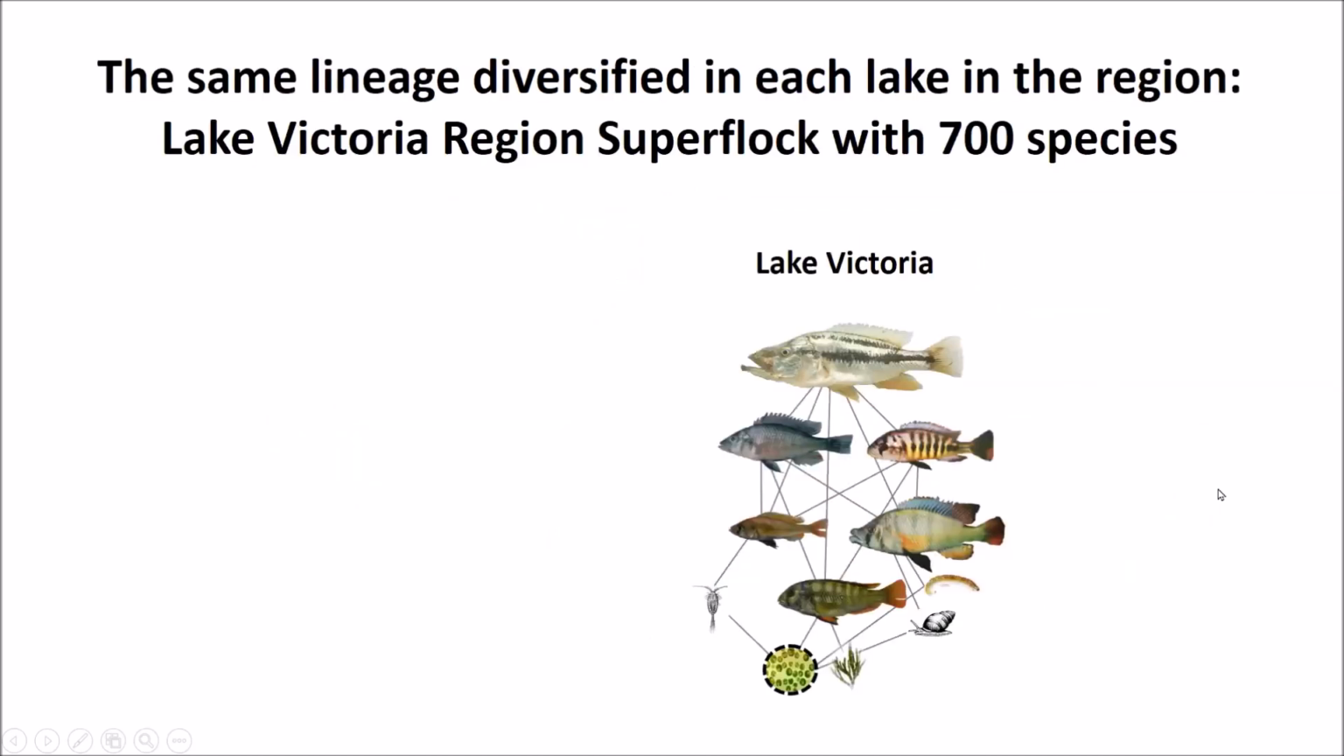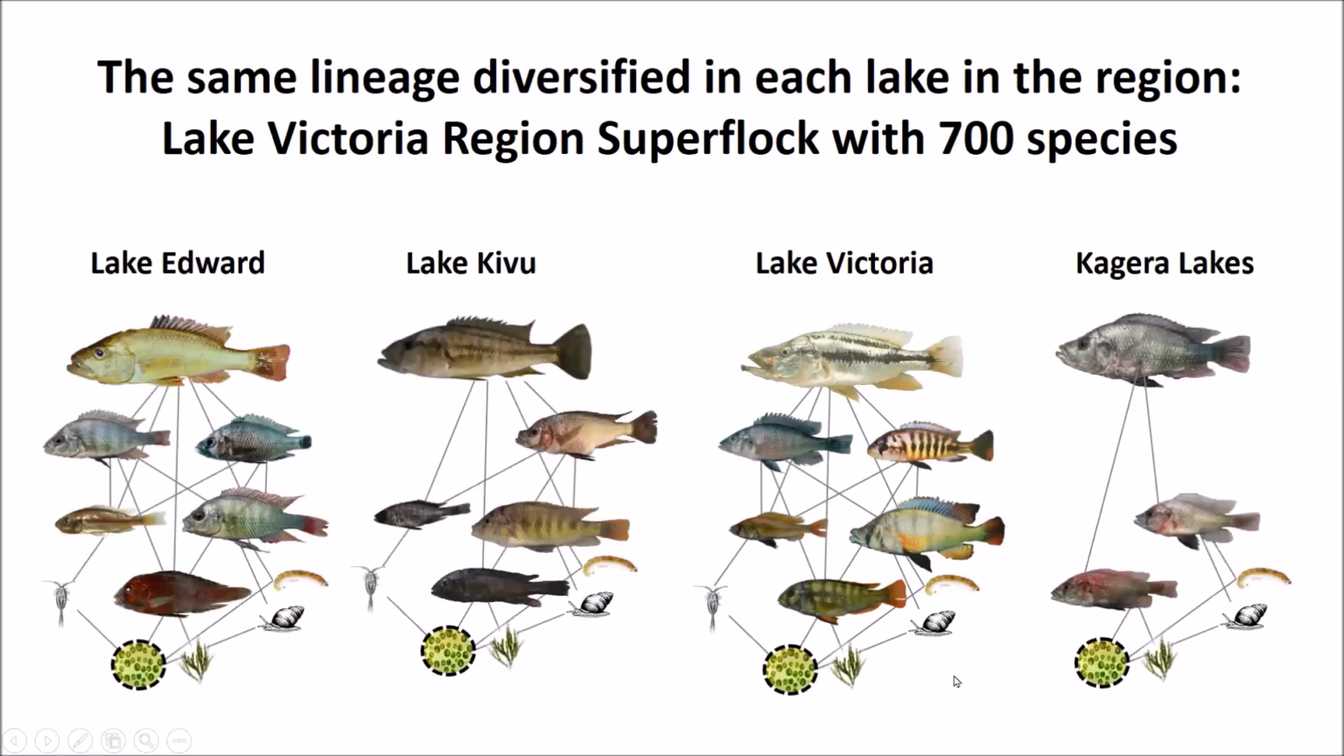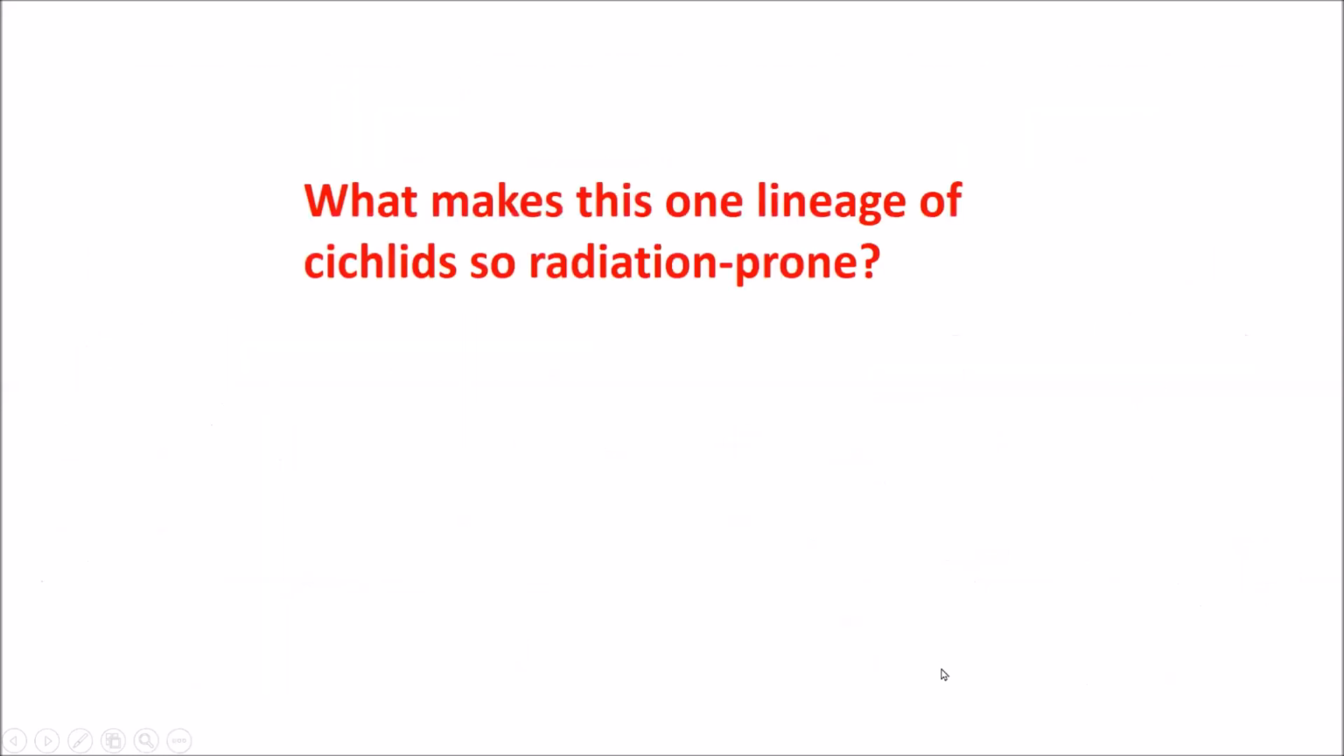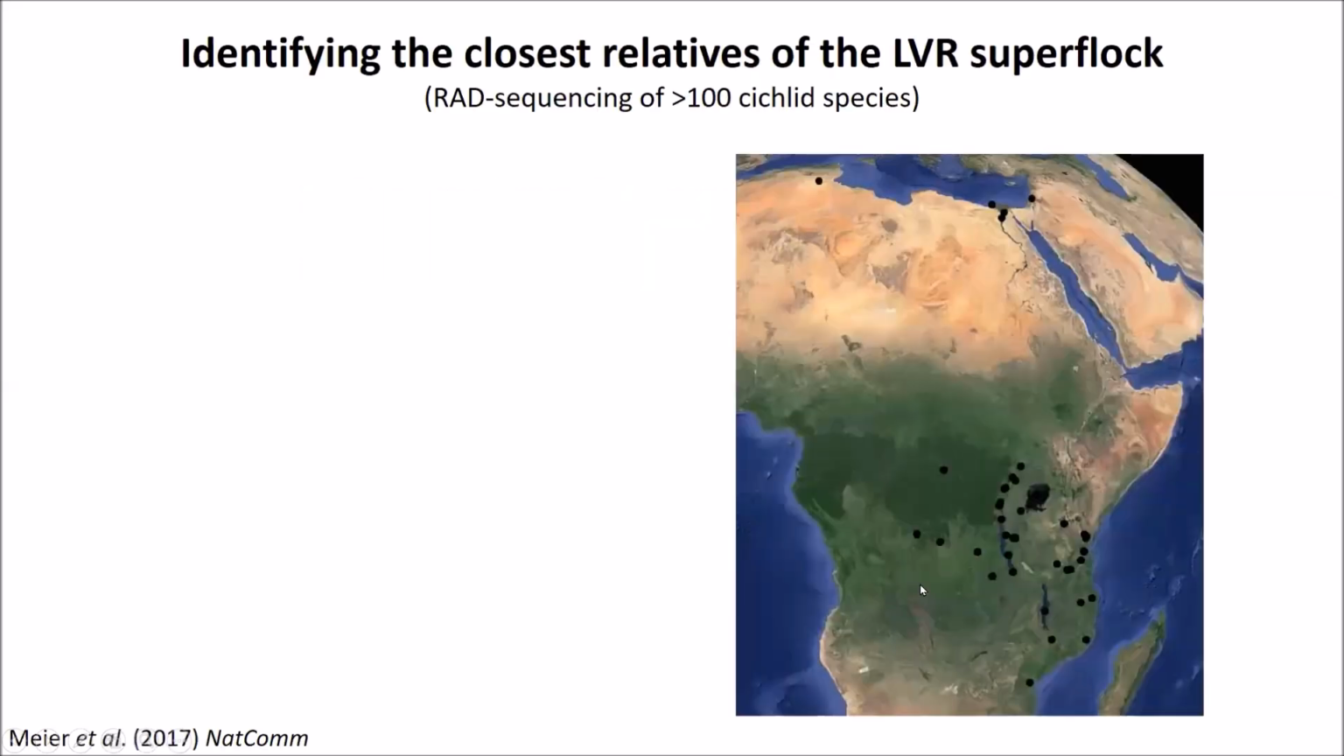And the same lineage which diversified in Lake Victoria is also the one that diversified in all of these other lakes. So there's really something very special about this one lineage that seems to diversify over and over again in each of these lakes in the region. So I wanted to ask what makes this one lineage of cichlids so radiation prone.